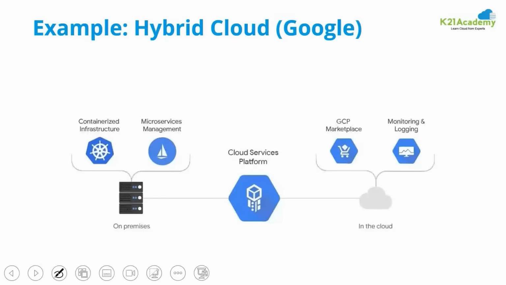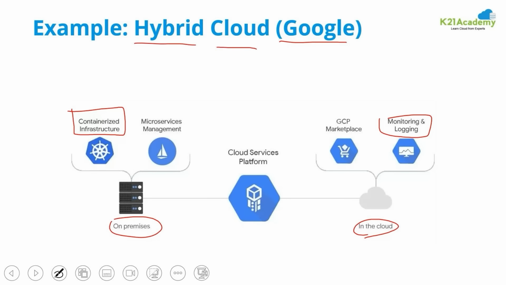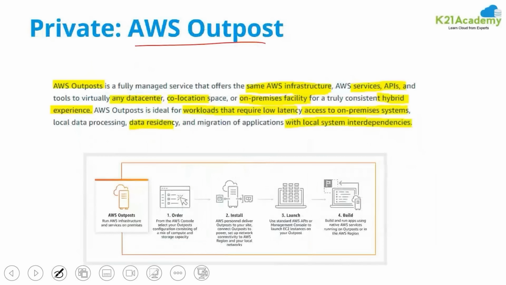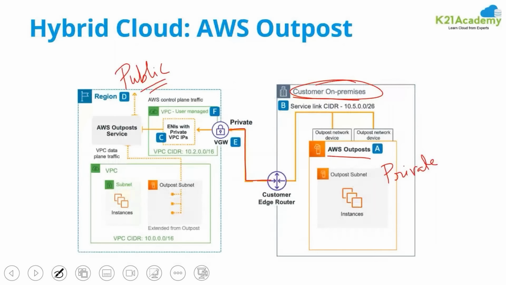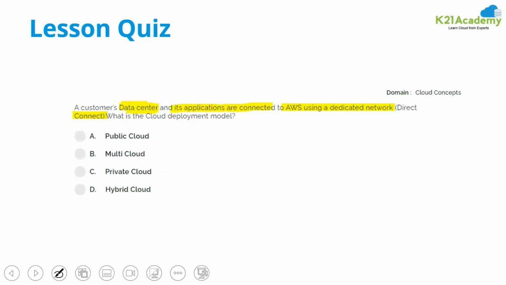In Google also you can create the hybrid cloud. So you can have containerized infrastructure created in your on-premise, and you can do the logging and monitoring in the cloud for your application. So like that you can create a hybrid environment in Google. So basically AWS and Azure gives you a better hybrid environment. Let's try to answer this question.